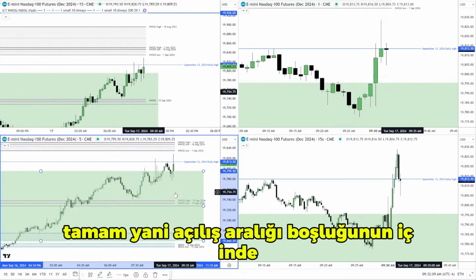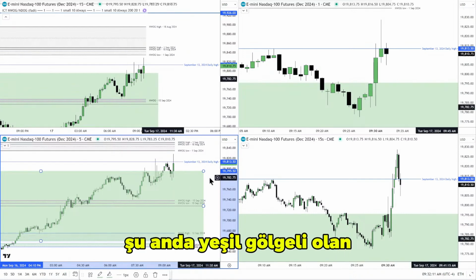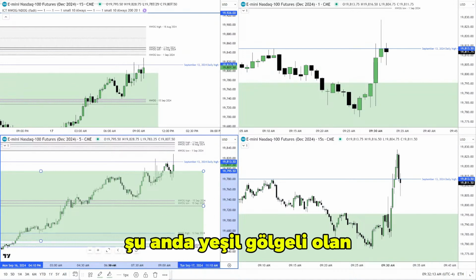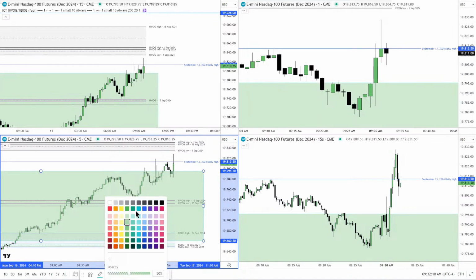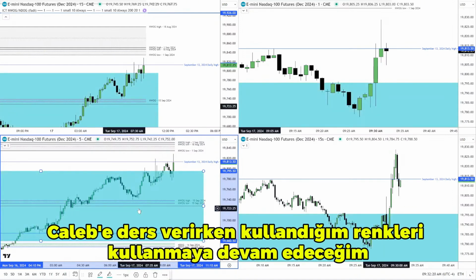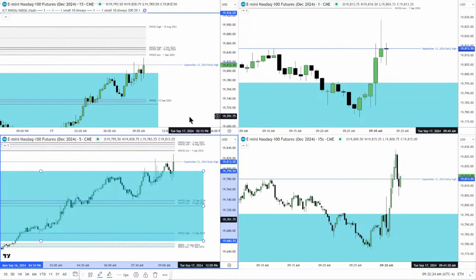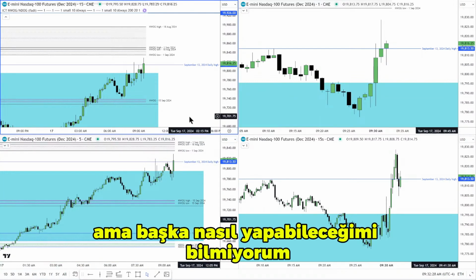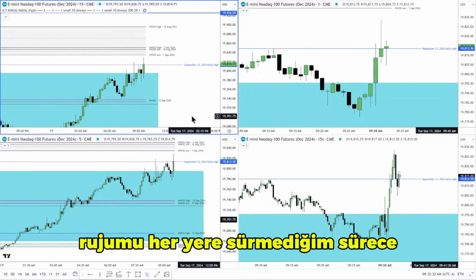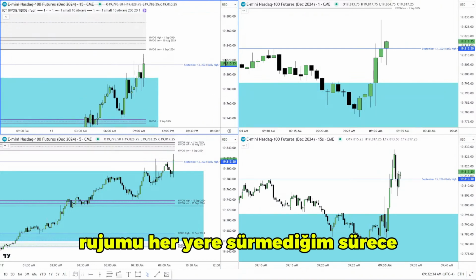All right, so inside the opening range gap, which is presently shaded green, but I'm going to change that because it's not what I want to highlight. I want to keep the same colors I'm using when I teach Caleb. Not that I have this kind of stuff in my chart because it's extremely distracting, but I don't know how else I can draw attention to certain things unless I put lipstick all over this stuff.